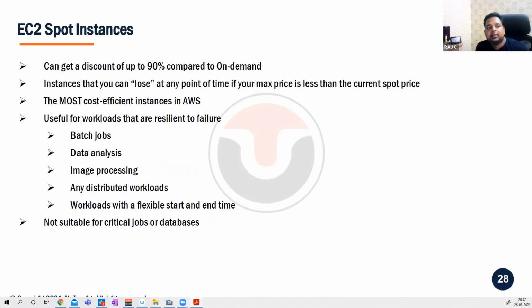Okay, and then the other one is the spot instances where you can bid for the prices and look at the use cases. Batch jobs, data analysis jobs, short-term data analysis, a quick image processing, or any distributed workloads, right? Workload with a flexible start and end time. Anytime you can start and stop, you can go and purchase a spot instance, and they are the cheapest options available, which will be 90% cheaper than your on-demand instance.